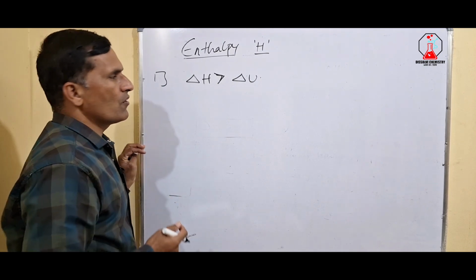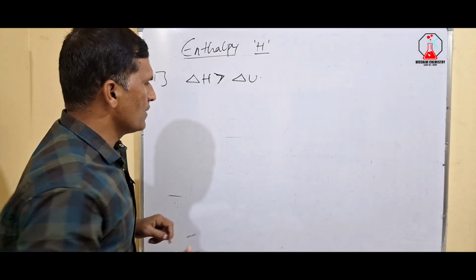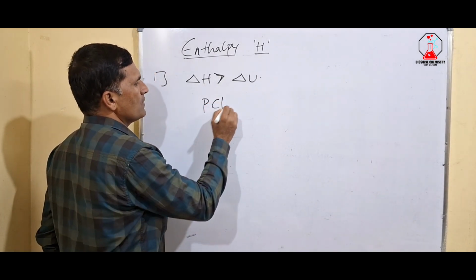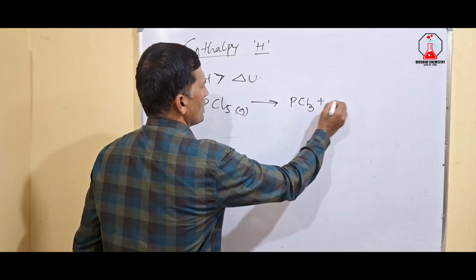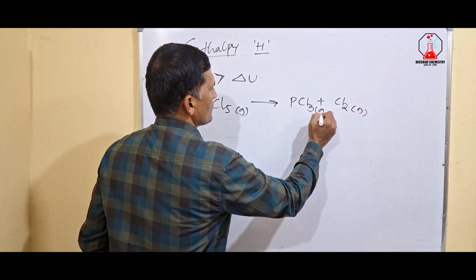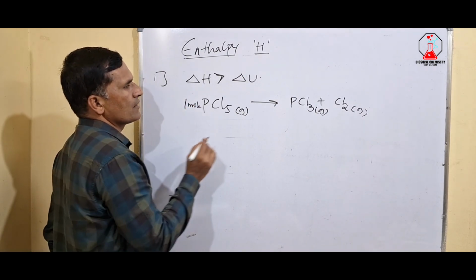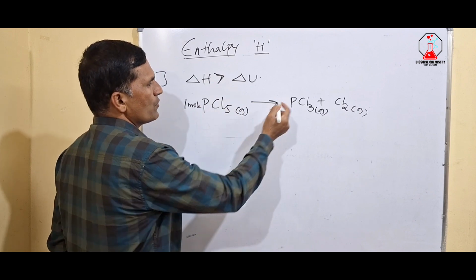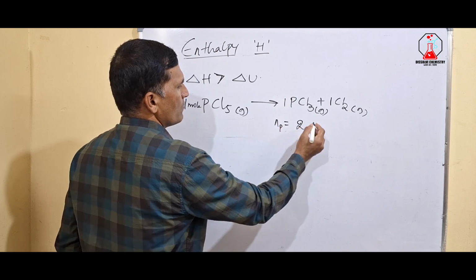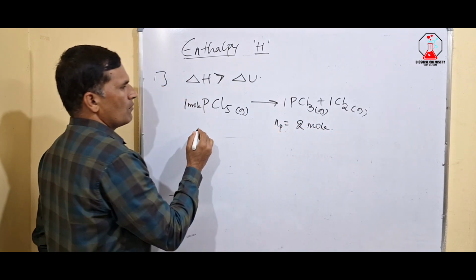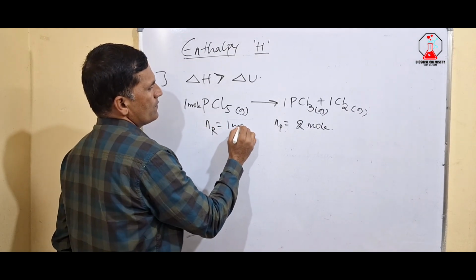Now again, it depends upon what? The number of gaseous products and the number of gaseous reactants. Consider a reaction in which PCl5 decomposes to give PCl3 plus Cl2 gas. So 1 mole of reactant undergoes decomposition to give 2 moles of product. The number of moles of products is 2 moles. The number of moles of reactants is 1 mole.